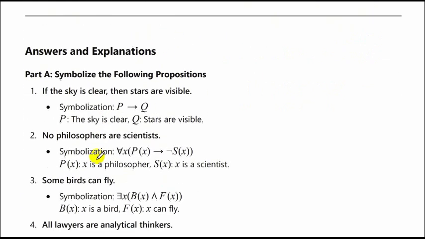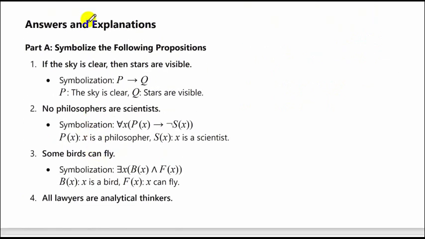There are more questions and answers. Now these are in a different kind of format. If the sky is clear, again, if P then Q, then the stars are visible. P is the sky is clear, and Q stands for the stars are visible. Like this we have to write it so that it becomes clear. Symbolization is this, along with the definition of what P stands for and what Q stands for.